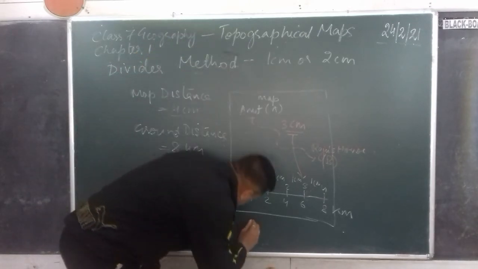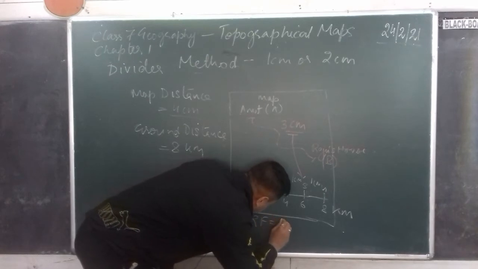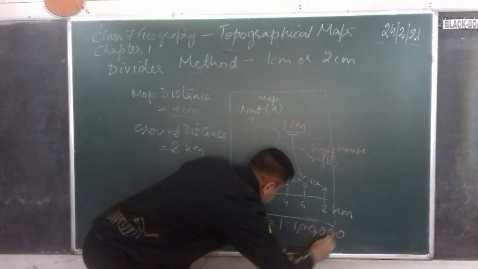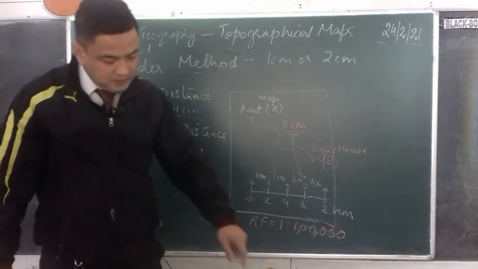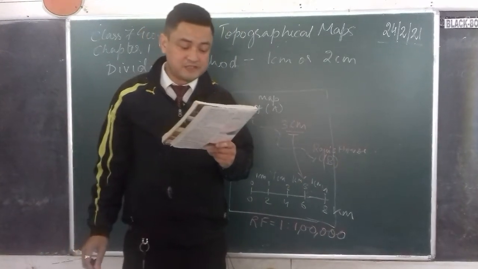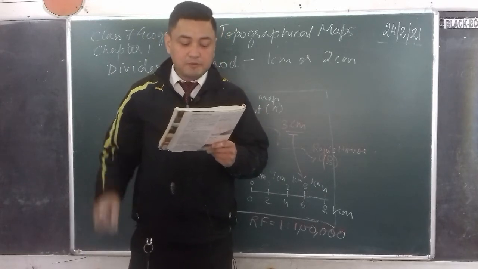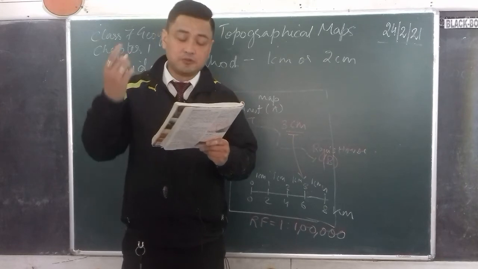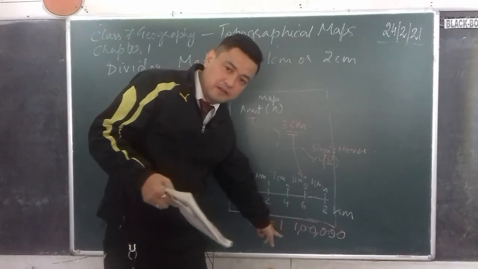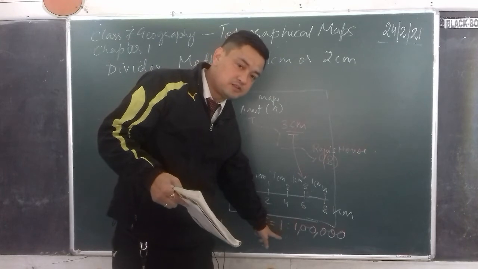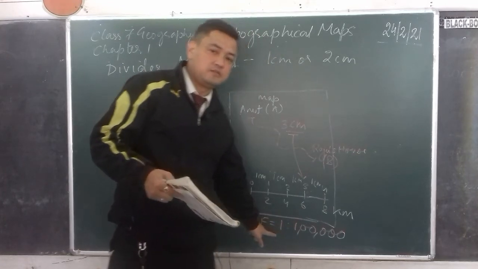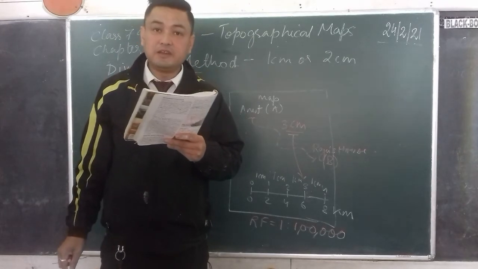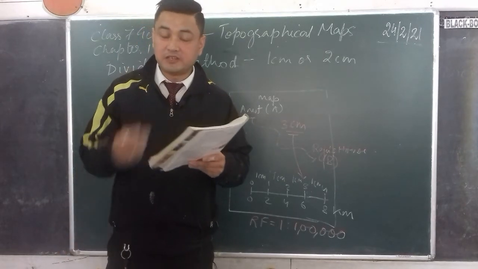But the RF here is given as 1:1 lakh. So we are talking about representative fraction. Suppose the reading of a distance on the map is measured as 3 centimeters and the cartographer has used a scale of 1:1 lakh. In this case, the actual distance between the two places will be 3 into 1 lakh centimeters. Now it is written in the book.